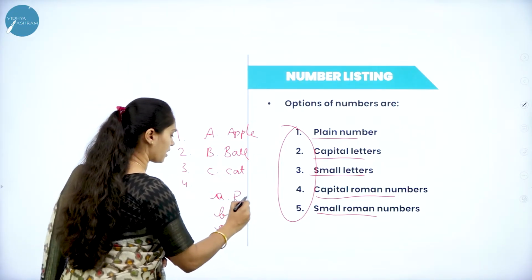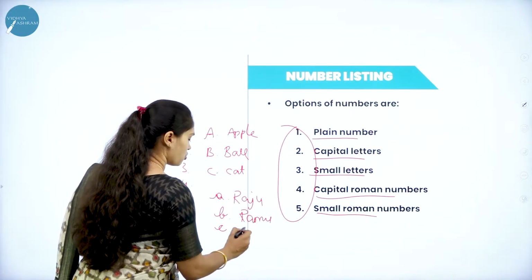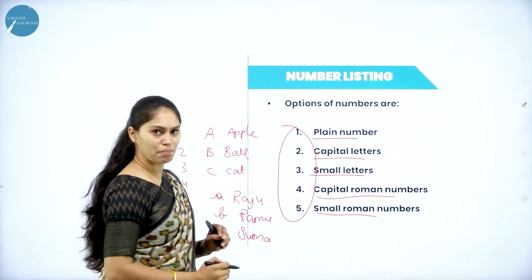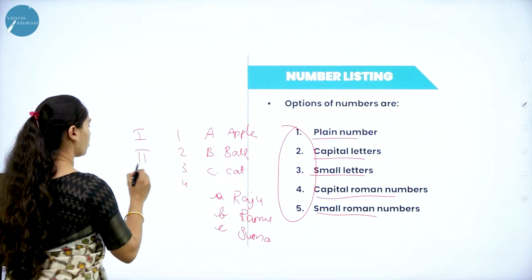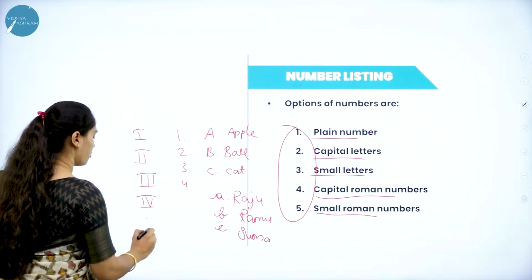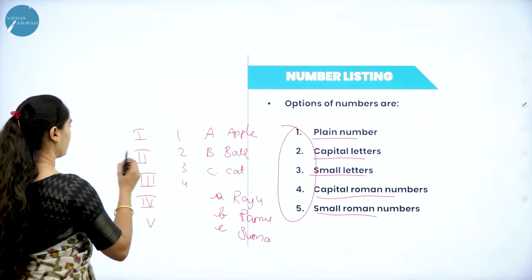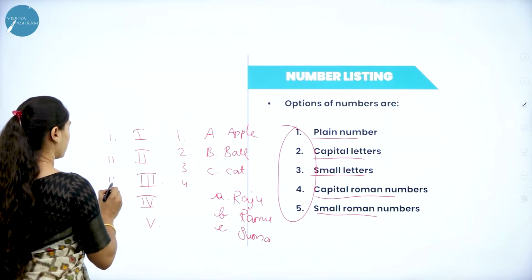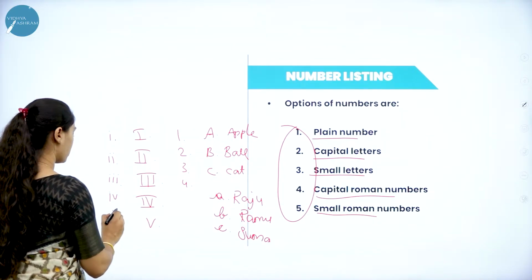For example, here I can take Raju, Ramu, Suma. I can do the listing like this. And also we have a capital Roman number. How will it be? It will be like this: capital Roman numbers 1, 2, 3, 4, 5. In the same way, I can also have the small Roman numbers. It will be like 1, 2, and 3, and also we have 4, 5.